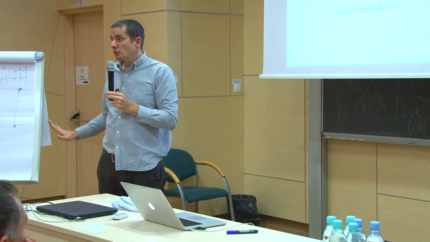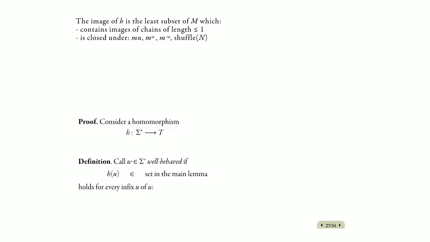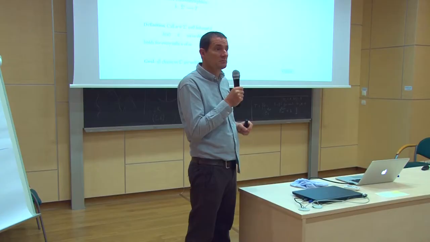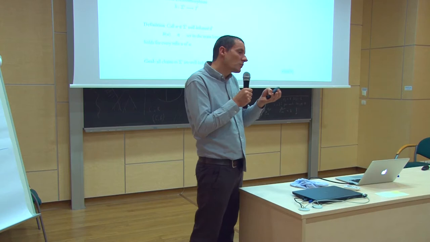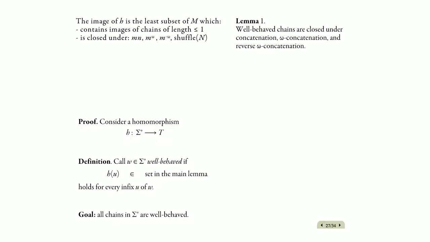But this hereditary thing is going to be useful. So this is our goal: all chains are well-behaved. The first lemma is going to be that well-behaved chains are closed under binary concatenation, omega concatenation, and reverse omega concatenation. Maybe also shuffle, indeed, but we're not going to prove that, we're not going to need that. And this is quite simple.